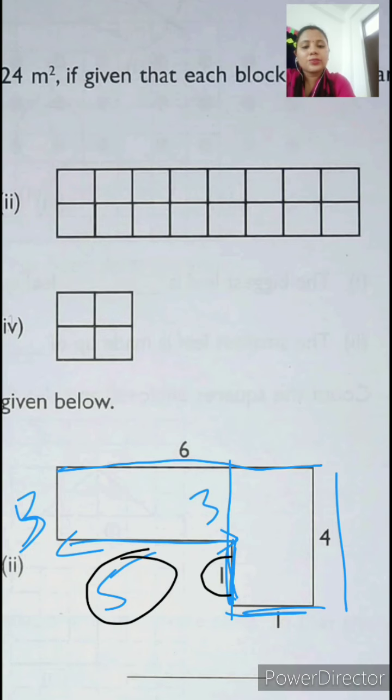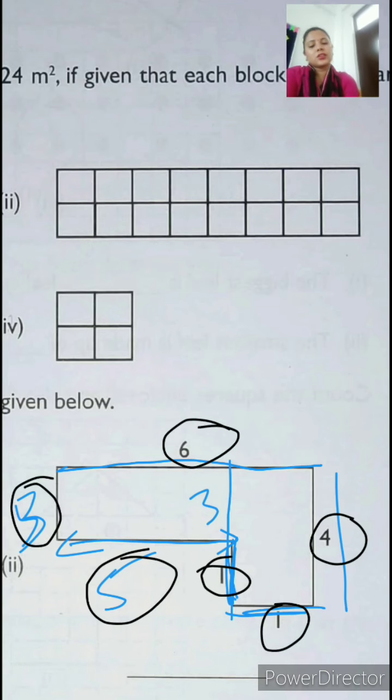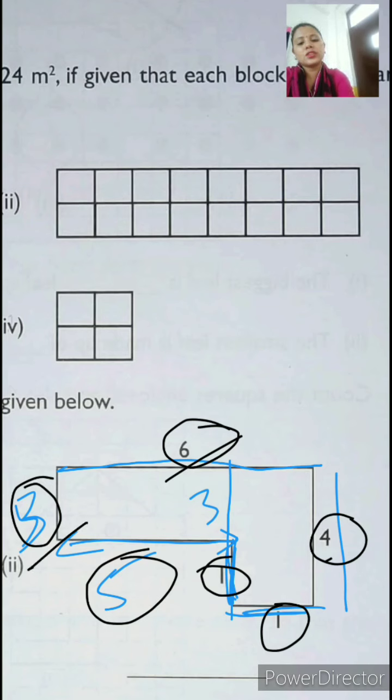Now what is the perimeter of this shape? 5 plus 1 plus 1 plus 4 plus 6 plus 3. The sum of all boundaries, that is your perimeter. So 5 plus 1 is 6, 6 plus 1 is 7, 7 plus 4 is 11, 11 plus 6 is 17, and 17 plus 3 is 20. So the perimeter is 20.